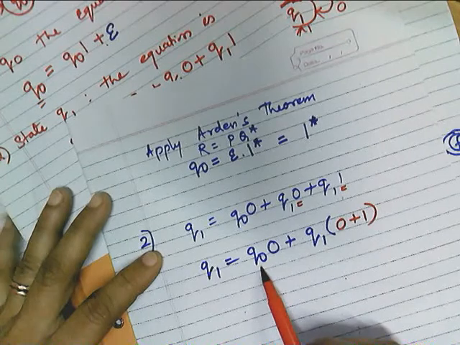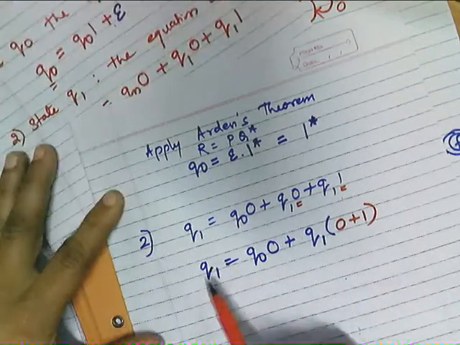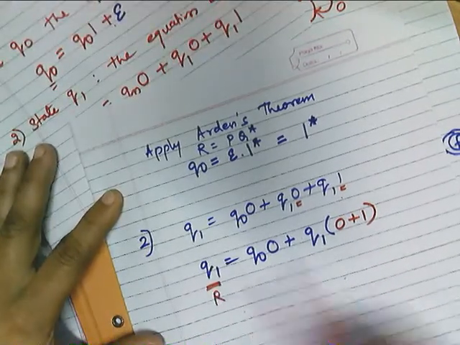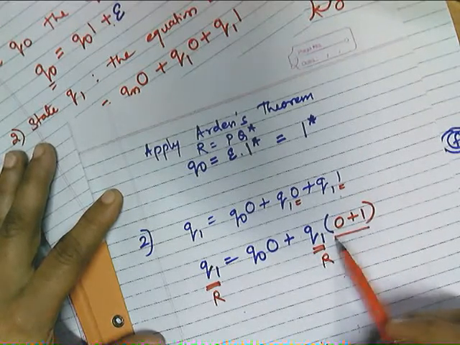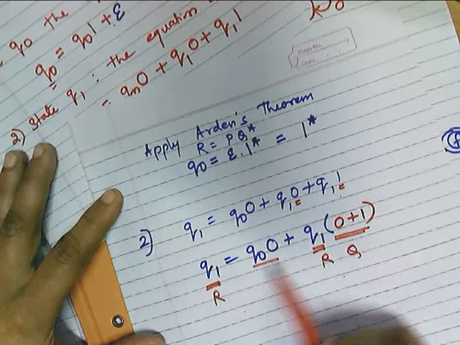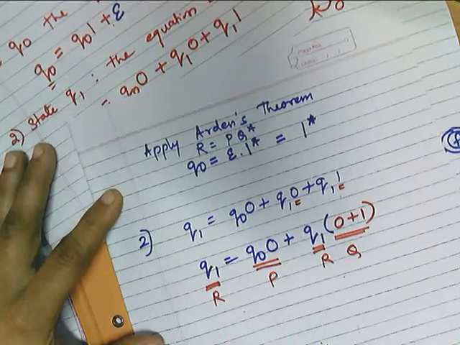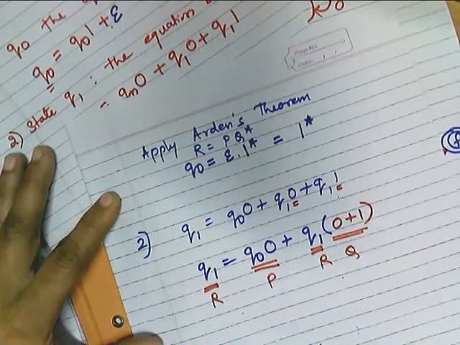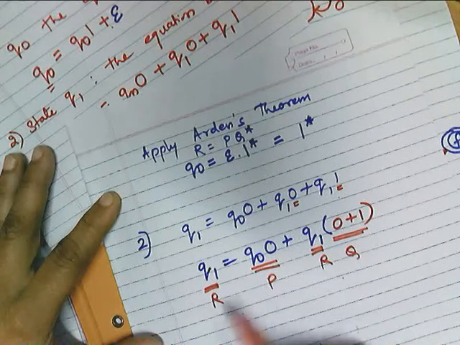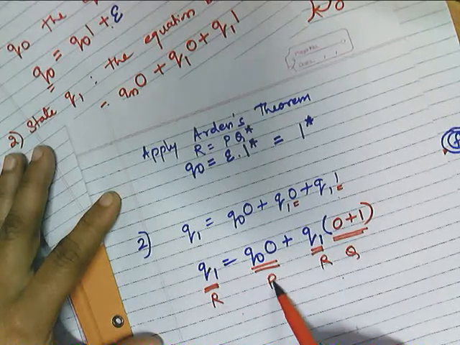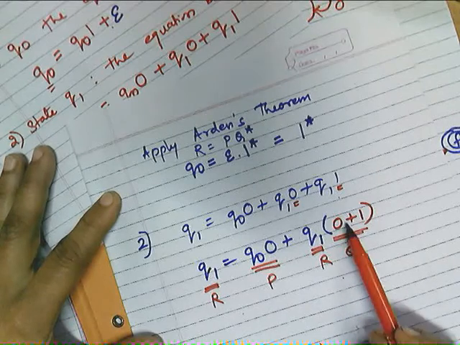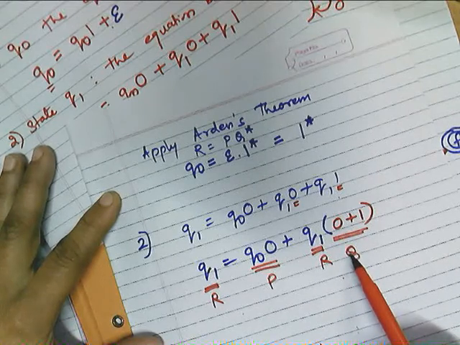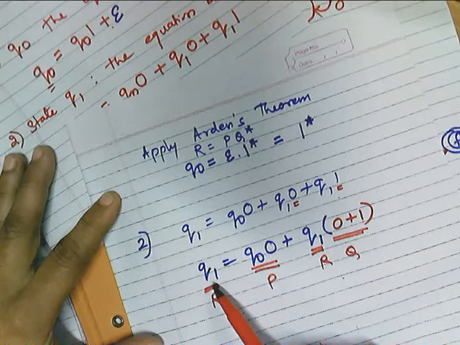So can we say it is of that form? See, this is your R, suppose. This will be your R. This will be your Q. Then this can act as P. So here it can have the form R is equal to P plus R Q. Now Q is 0 plus 1. Q1 is unknown. What about P?